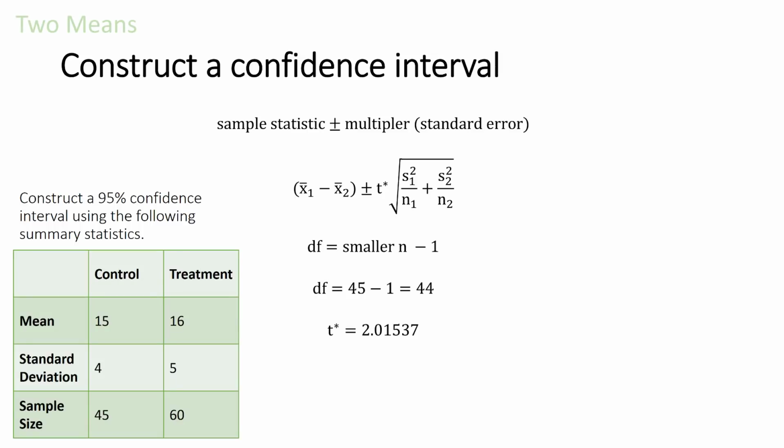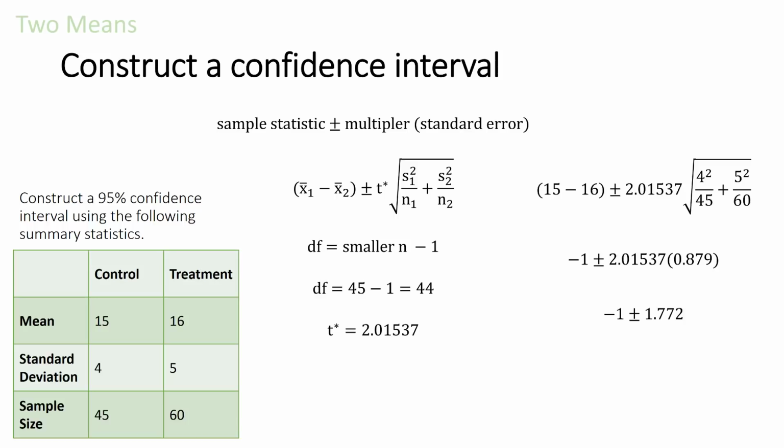Now we have all of the values that we need to plug into this equation. I am 95% confident that in the population, the mean of the control group minus the mean of the treatment group is between negative 2.772 and positive 0.772. Next, I'll show you how to compute this same confidence interval in Minitab Express by entering these data as summary statistics.